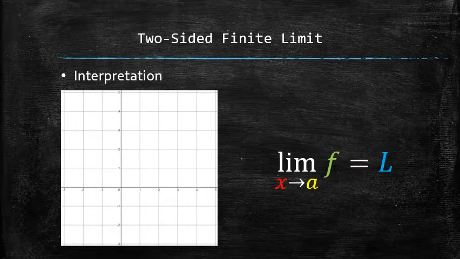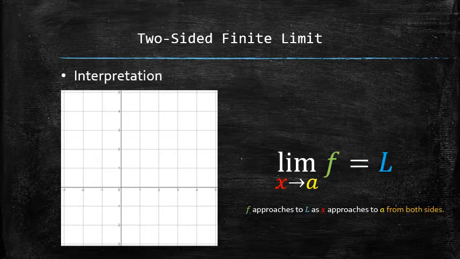So, to interpret the two-sided finite limit, we would first read it as f approaches L as x approaches a from both sides, and then locate the point (a, L) on the coordinate plane and draw the following behavior. Note that from the statement alone we don't know how exactly the graph approaches L on each side, and whether the point itself is a part of the graph or not. The two-sided finite limit statement only tells us that both left and right-sided limits are equal to one another.